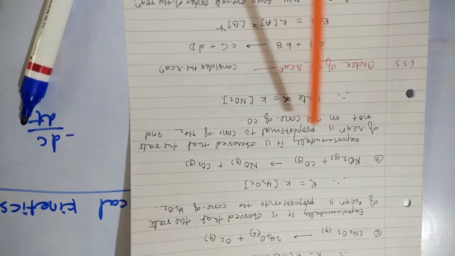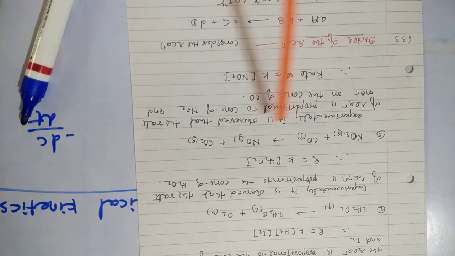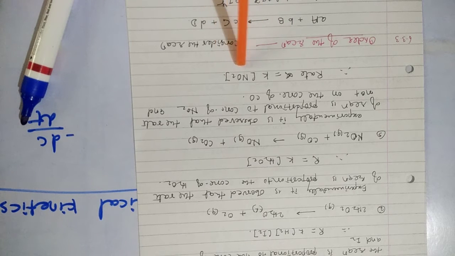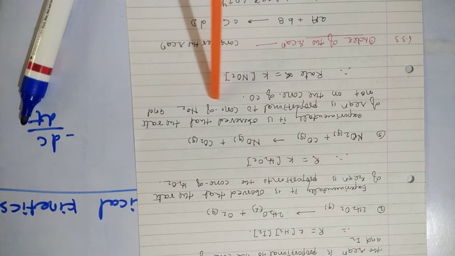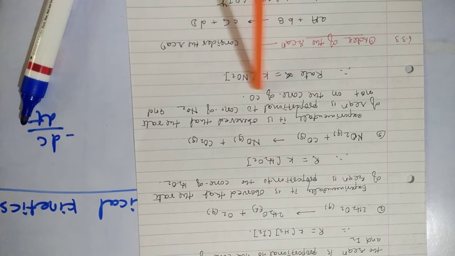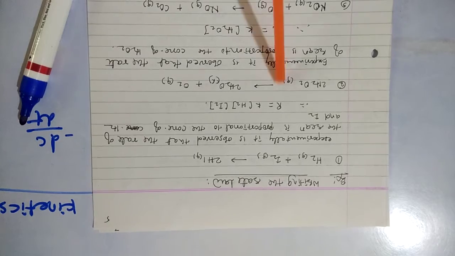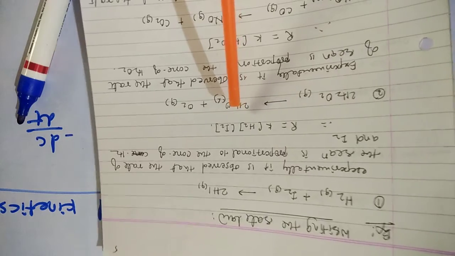Now the next is NO2 plus CO. It gives NO plus CO2, right? Here two reactants are reacting, but in the rate law only one reactant is taken. Why? Experimentally it is observed that the rate of the reaction is proportional to the concentration of NO2 and not on the concentration of CO. That's why the rate law is rate is equal to K into the concentration of only NO2. So this is how to write the rate law. Actually this depends upon the experimental observation.